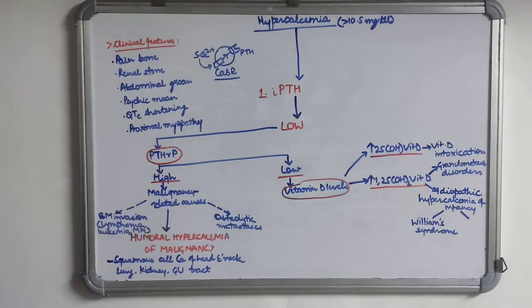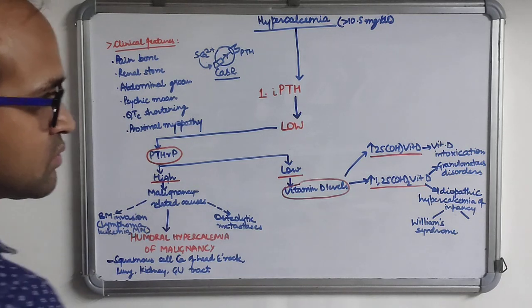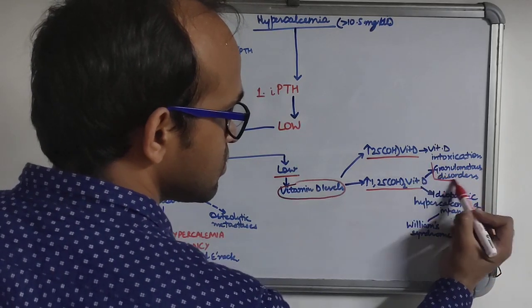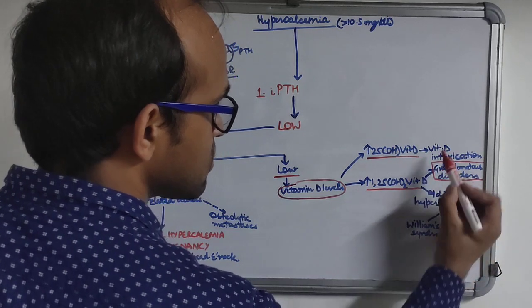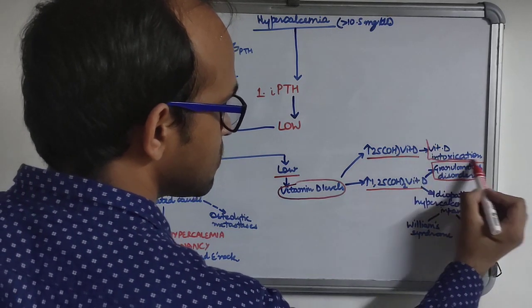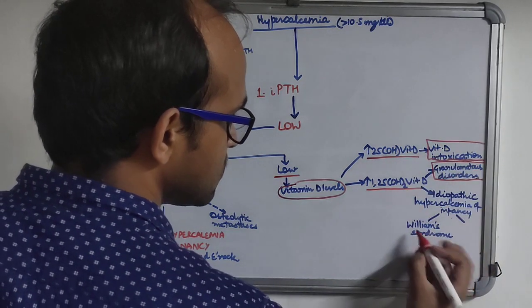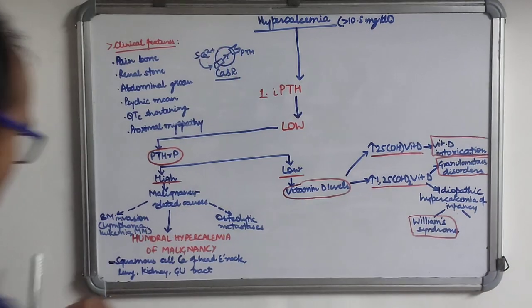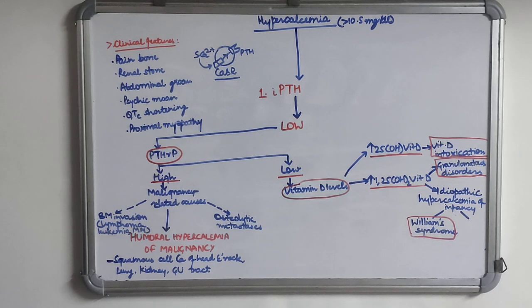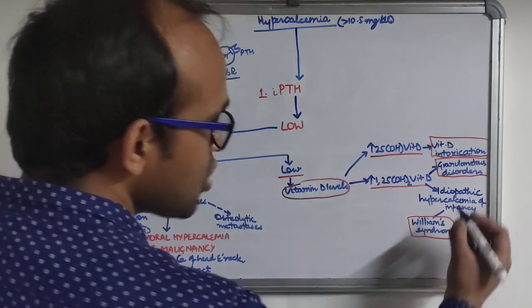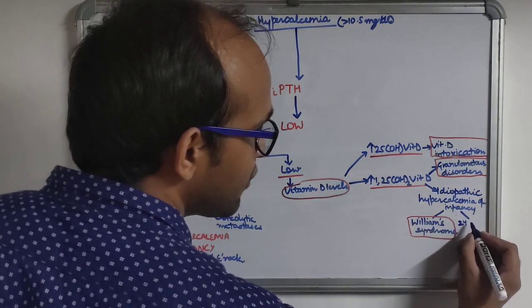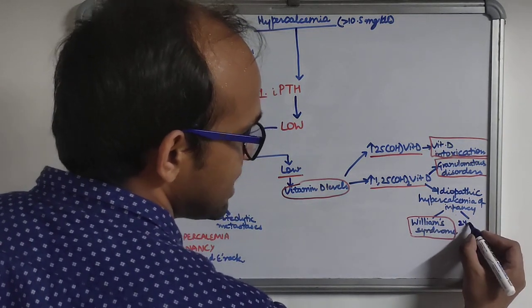Now, Williams syndrome consists of supravalvular aortic stenosis, mental retardation, and elfin facies. Another cause of idiopathic hypercalcemia of infancy is deficiency of 24 hydroxylase.